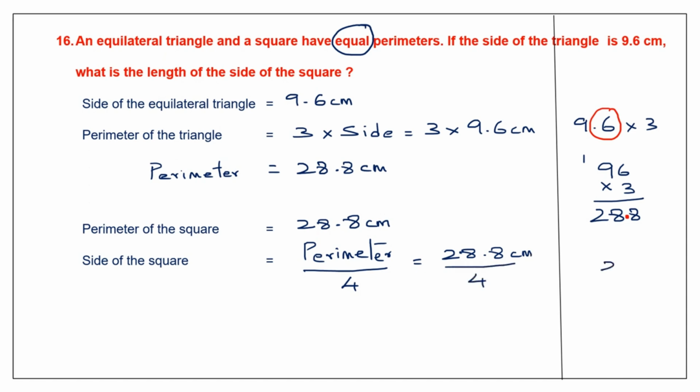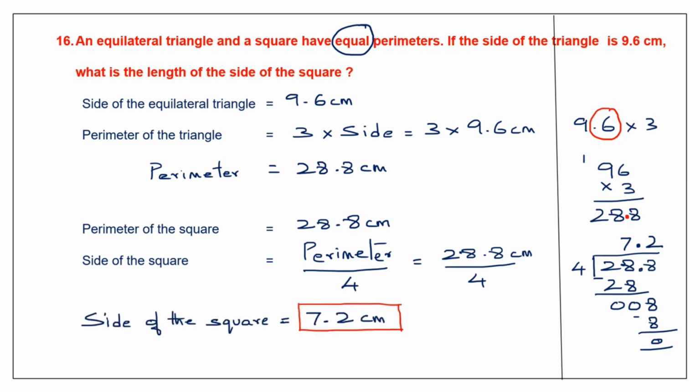So let's do this division. 28.8 divided by 4. We can take 28, so that is 4 sevens are 28, minus, we have 0, 0, and then we have a point here which we can carry up and I can bring down the 8. Now 4 2s are 8 minus 0. So we have found the side of the square to be 7.2 centimeters. So the side of the square is 7.2 centimeters.